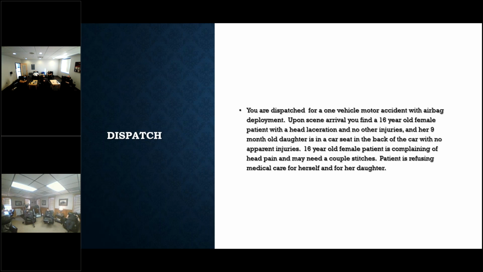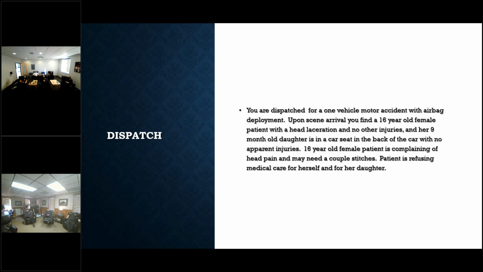You are dispatched for a one-vehicle motor accident with airbag deployment. Upon scene arrival, you find a 16-year-old female patient with a head laceration, no other injuries. Her 9-month-old daughter is in a car seat in the back of the car with no apparent injuries. The 16-year-old female is complaining of some head pain, probably needs a couple of stitches. Her daughter in the back seat has no apparent injuries at all. The 16-year-old female is trying to refuse care for herself and for her daughter. So can she do this? First off, can she refuse care for her daughter? And the answer is yes.